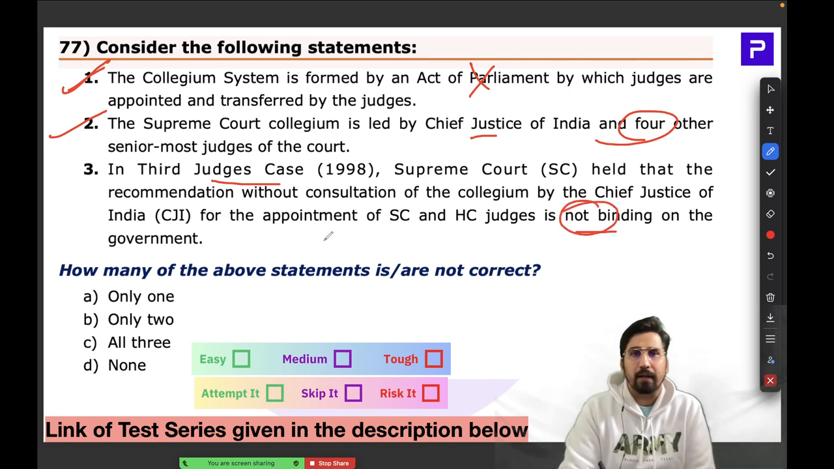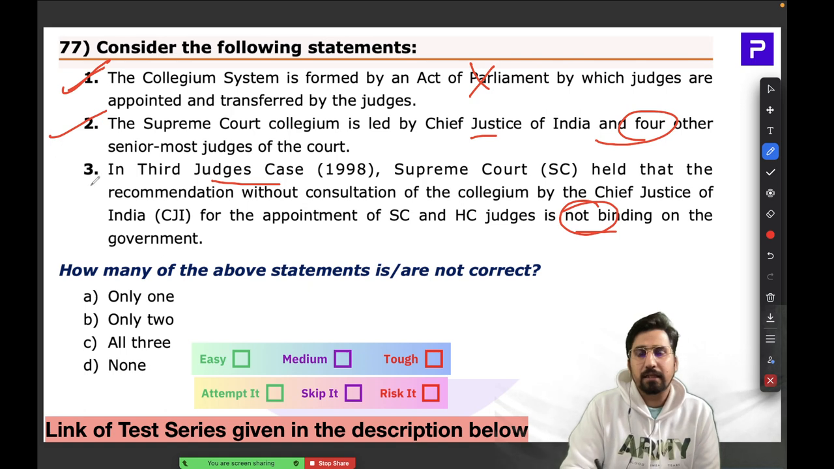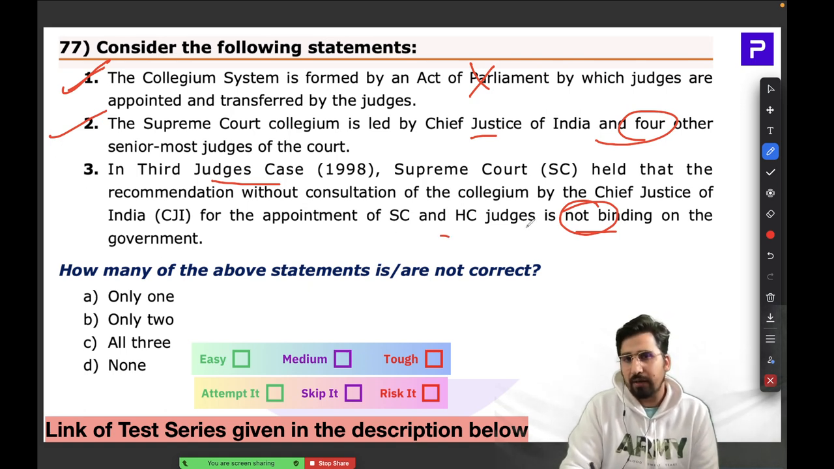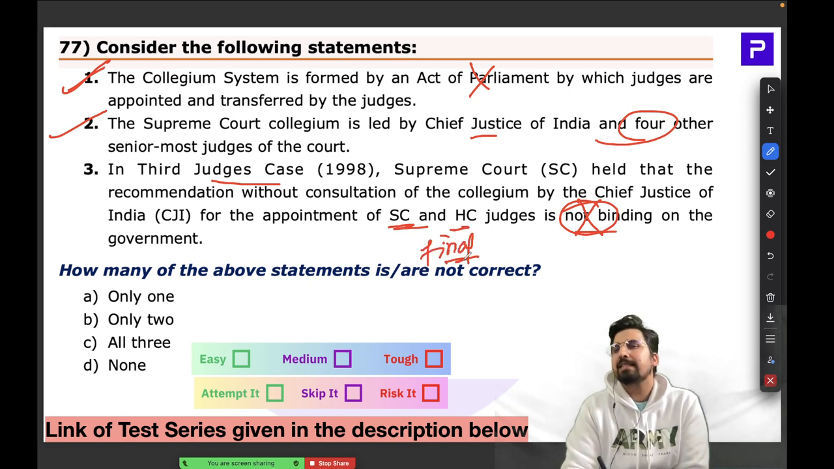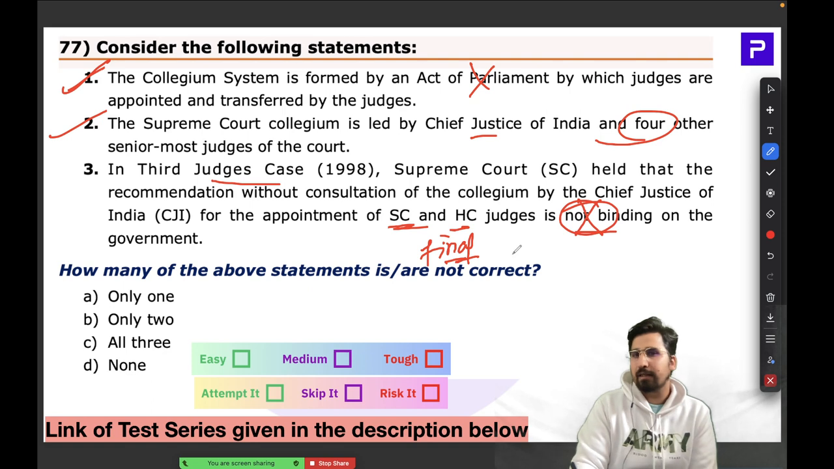Okay, that is important, guys. So in this case, they are binding. So whatever says they are not binding is wrong. So whatever they say has to be final. The government does not have any say in that. That is the problem that the two are facing.